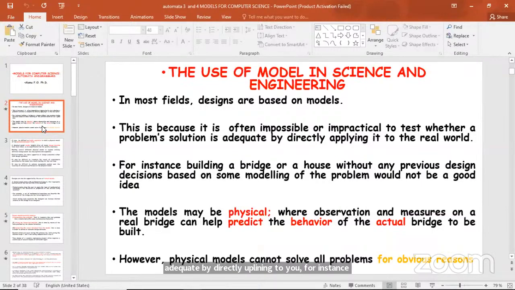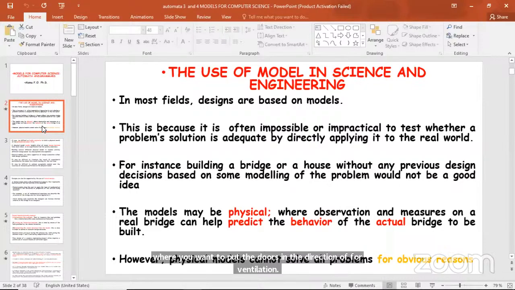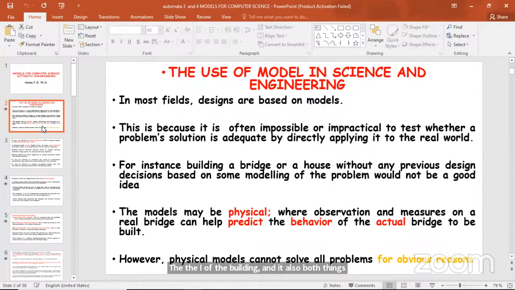For instance, if you needed to build a huge building, for instance, a mansion, it will not be wise for you to just start the construction without pre-plans, without maybe checking where you want to put the doors, the direction of wind for ventilation, the height of the building, and a host of other things generally, right? So for you to start any form of design, you must have a template that you want to follow to arrive at what you want to achieve.